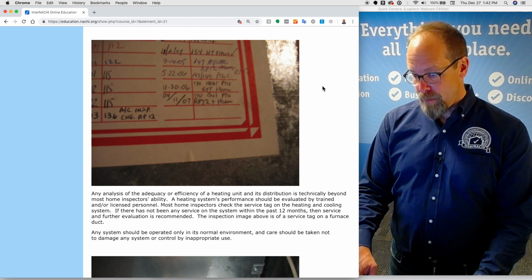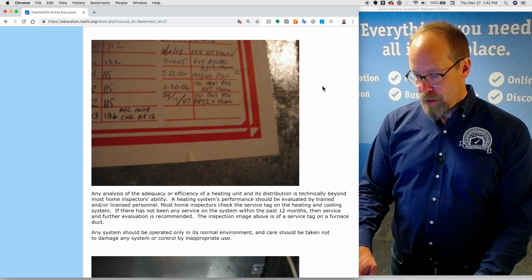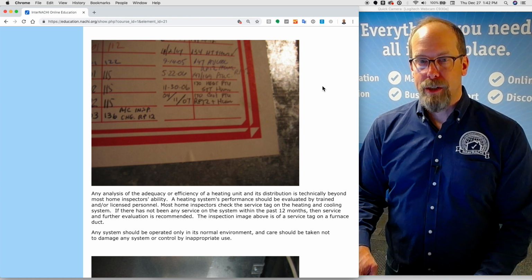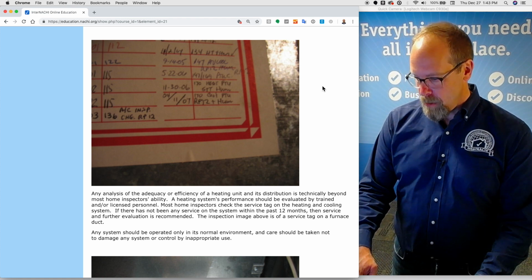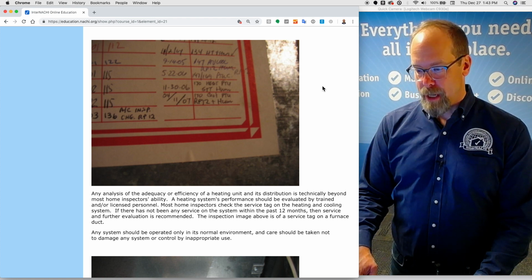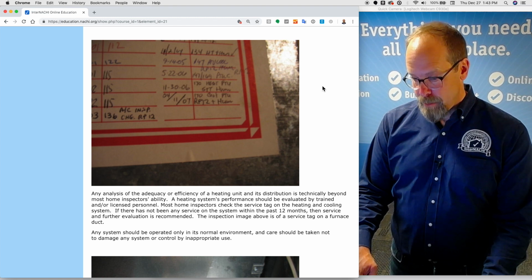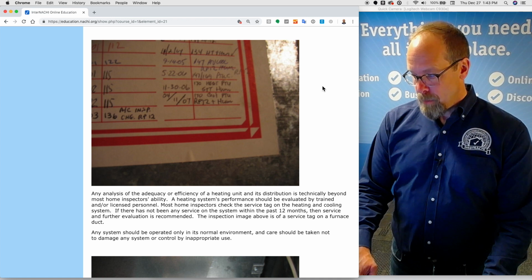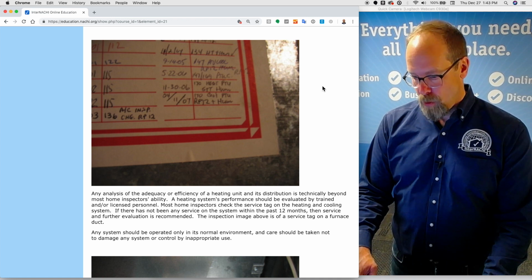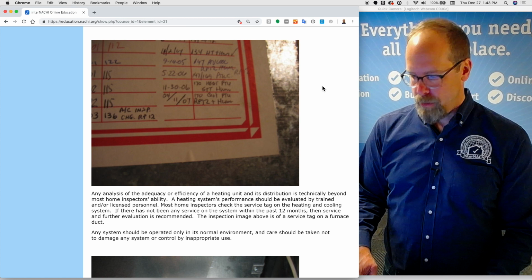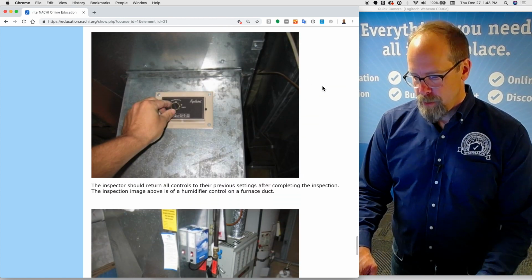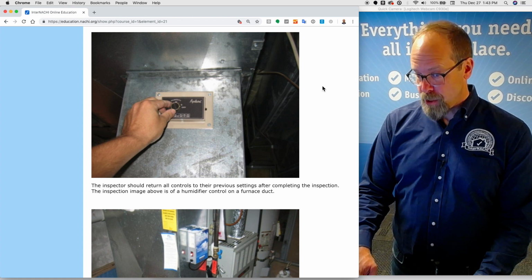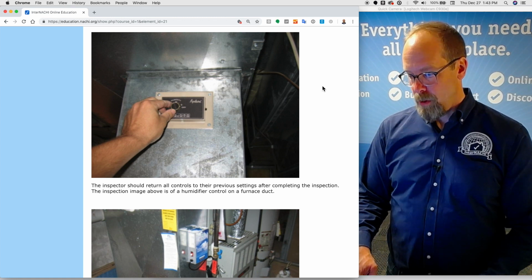Most home inspectors check the service tag on the heating and cooling system. If there hasn't been any service on the system within the past 12 months, then service and further evaluation is recommended. The inspection image here is of a service tag of a furnace duct. Any system should be operated only in its normal environment, and care should be taken not to damage any system or control by any inappropriate use. The inspector should return all controls to their previous settings after completing the inspection. The inspection image here is of a humidifier control on a furnace duct.